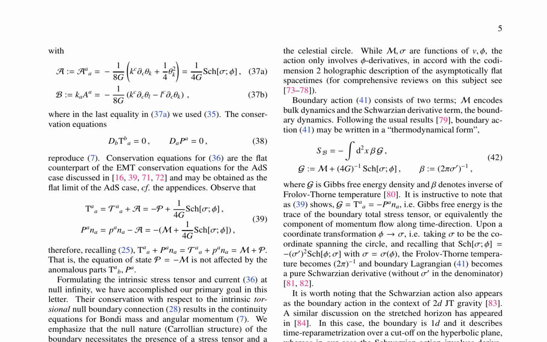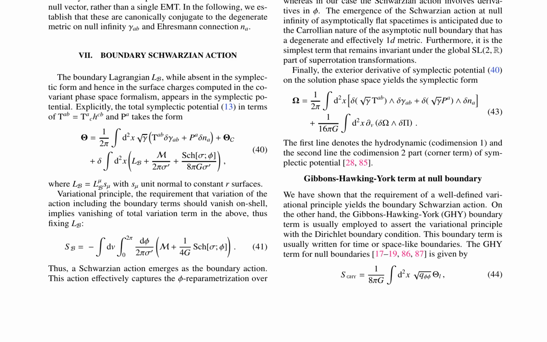Conservation of these quantities leads to continuity equations for Bondi mass and angular momentum, described by equations 36, which exhibit a Carrollian fluid with an equation of state pressure plus energy equals 0, manifesting Carrollian boost invariance. The (2,0) type stress tensor is not symmetric, sharing this trait with Carrollian EMTs.